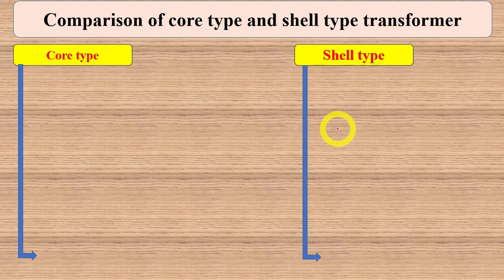Now, comparison of core type and shell type transformer. In a core type transformer, as we have already said, there is a series magnetic circuit.